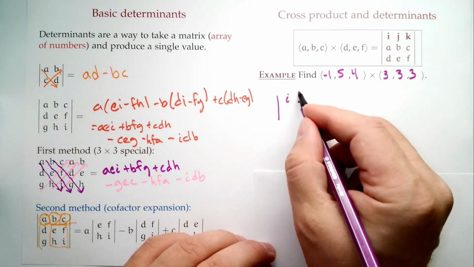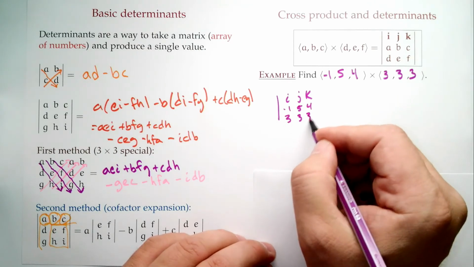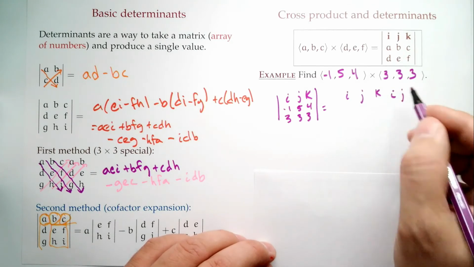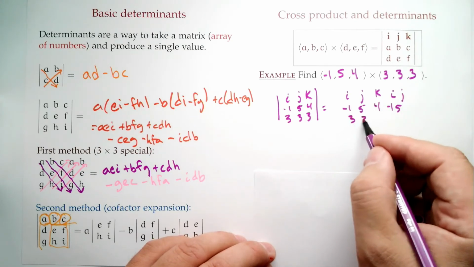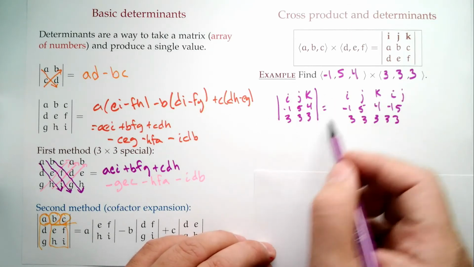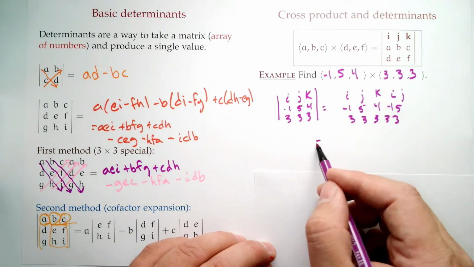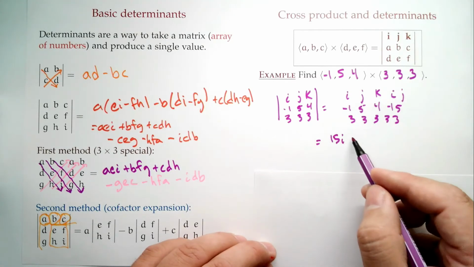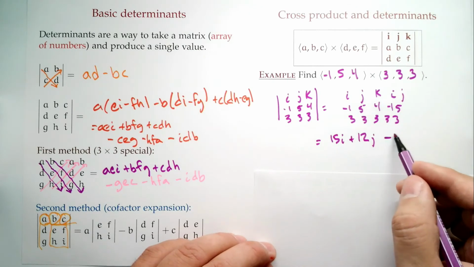So, I, J, K, negative 1, 5, 4, 3, 3, 3. Again, I like to write it out, at least the first few times. Oftentimes, after you do this a few times, you say, I don't need to write it out. I'll just remember to wrap around. So, wrap around. As you go down, need to wrap around. So, we get I, 5, 3 would give us 15I. J, 4, 3, 12J. K, negative 1, 3, negative 3K.